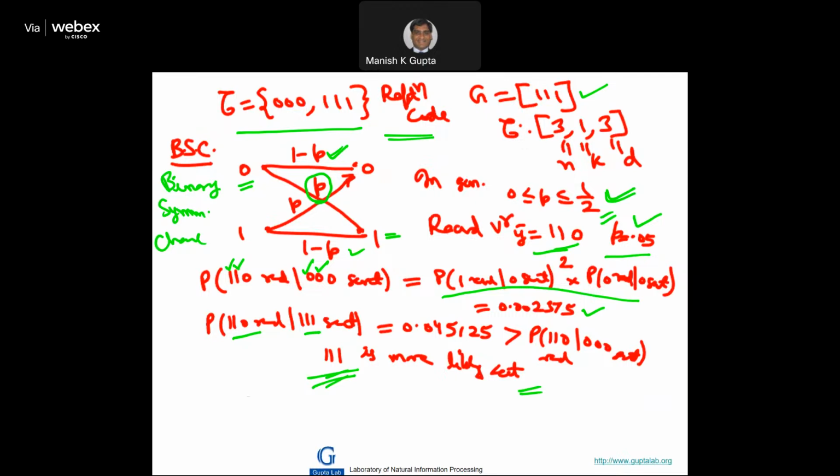Now you can clearly see that this probability is bigger than the other one. That means it is more likely that 111 was sent rather than 000. Okay, so this is how it works. Any question at this point? This is a very simple probabilistic decoding, right? So this is equivalent to whatever we are doing in the distance part. Okay.